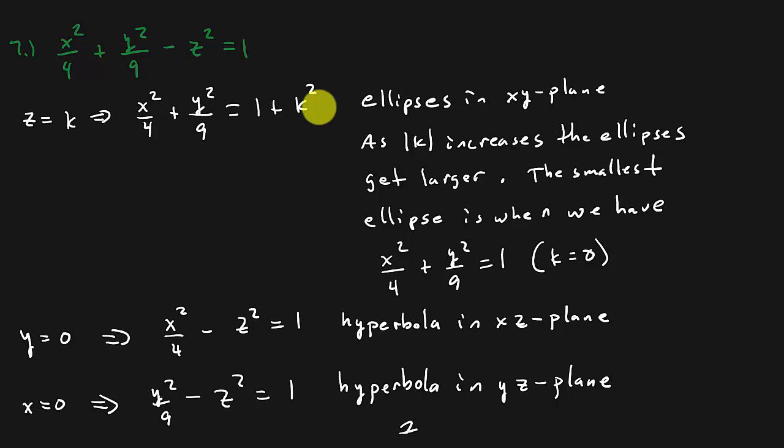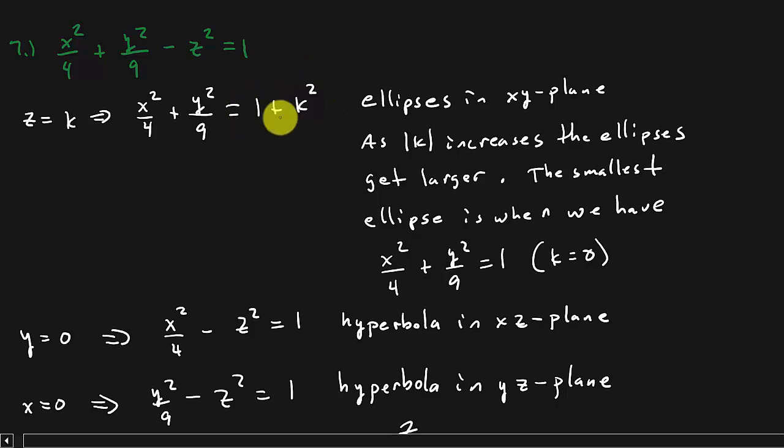So let's just think about this. When k is 0, we've got a 1 here. But let's say k gets larger and larger, say k is 5, so that's 25. So this would be 26 over here. And then you've got x squared plus y squared over, 4 times 26, this would be 104 under here. And then 9 times 26, that would be 234 under here, right? Equals 1.